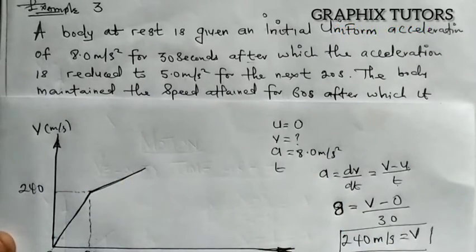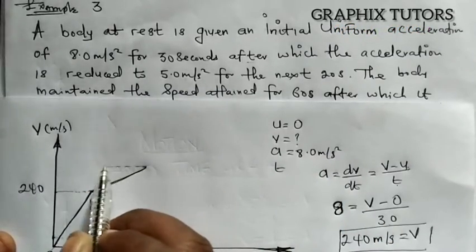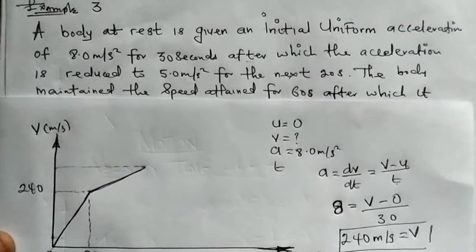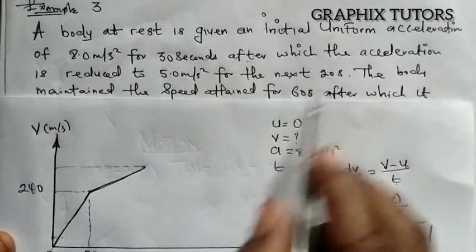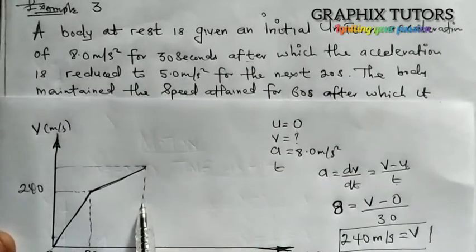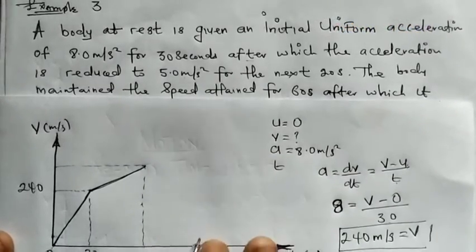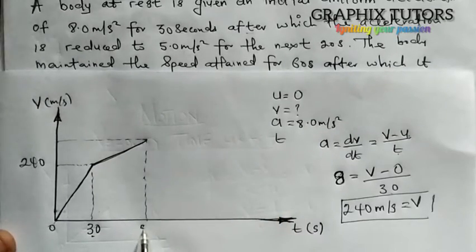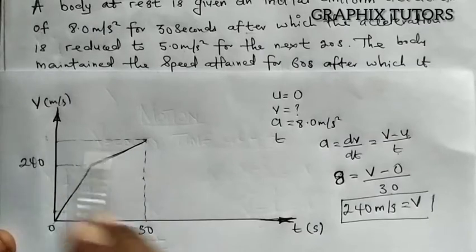5 meter per second square. So the next one here is 5 meter per second square. So we'll do the same thing. If you look at it, for how many seconds? For 20 seconds. So at this point here, we have 20 seconds. 20 plus 30 is what? 50. Right? So we need to convert that.